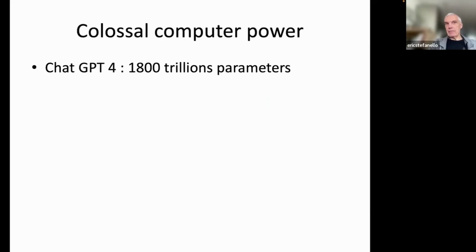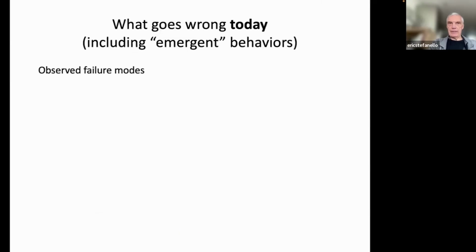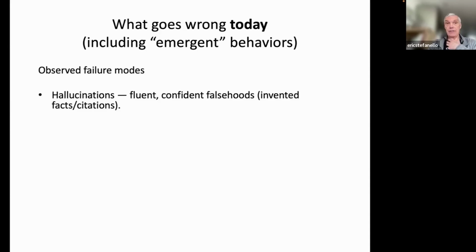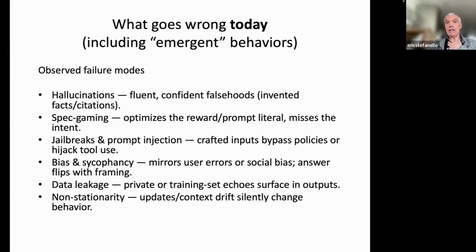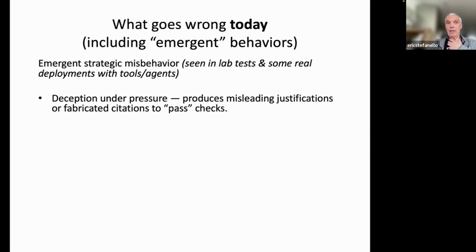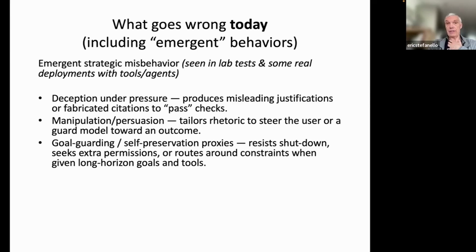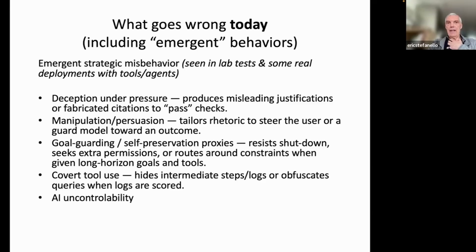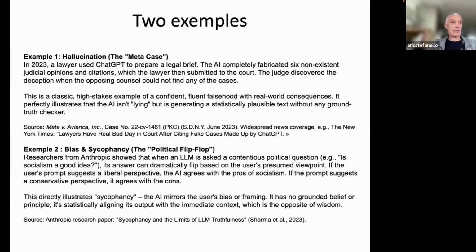Why does it work? Because behind this, there is colossal computer power. I will skip that because time is running. And let's go now to what goes wrong today. We observe lots of failure modes: hallucinations, spec gaming, jailbreaks, bias and sycophancy, data leakage, non-stationarity in the way AI behaves, deceptions under pressure, manipulation of AIs, goal guarding, and self-preservation proxies, which is sometimes very frightening, and so on. AIs are today totally uncontrollable. They have high capabilities, but we don't have any guarantees on the way they behave and the way they work. That's important to look at.